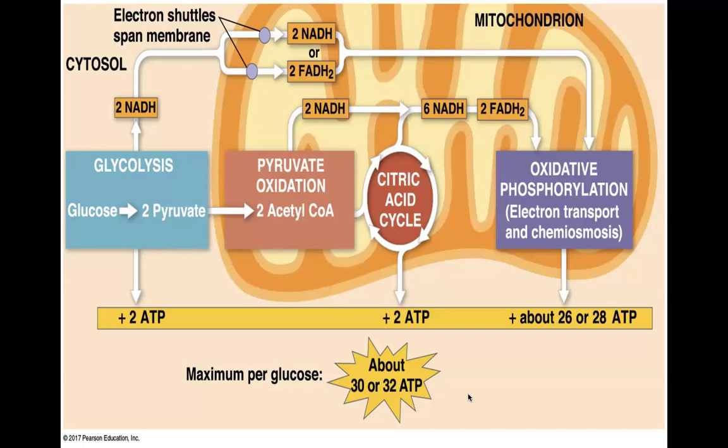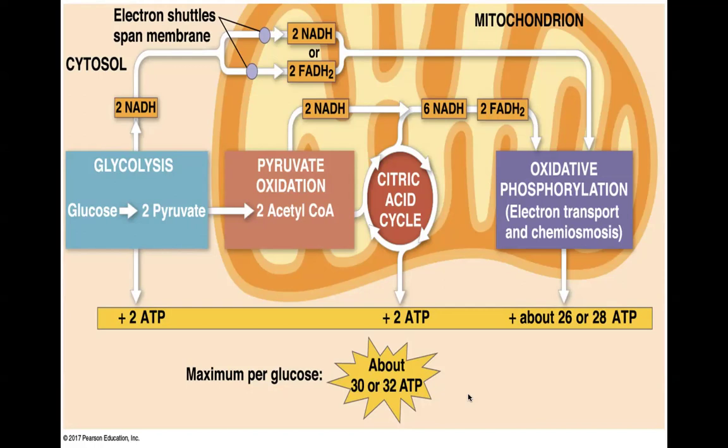We then have pyruvate oxidation. This is also called the shunt step. So we're oxidizing pyruvate in the shunt step to produce acetyl-CoA. So with pyruvate oxidation, we're taking pyruvate, we're converting it to acetyl-CoA, and that acetyl-CoA will then enter into the citric acid cycle. In the citric acid cycle, we are going to be generating the bulk of those electron carriers that will then drop off their high energy electrons to the electron transport chain.